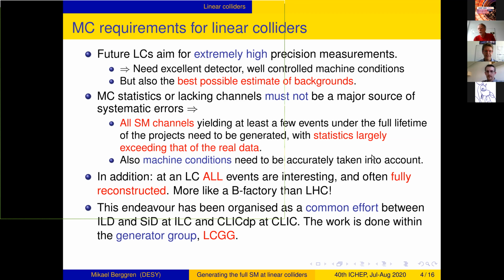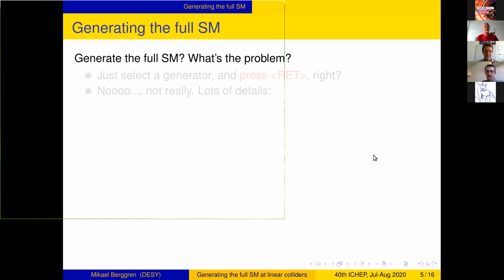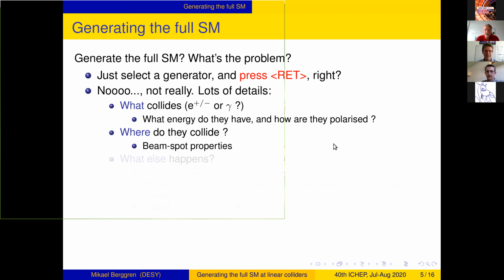Okay, so to generate the full Standard Model, what's the problem? I mean, you just select the generator and press return, right? Yeah, not really. I mean, there's lots of details. So what is it that collides? Is it electrons or photons? What is the exact energy and polarization of them? Where do they collide exactly?